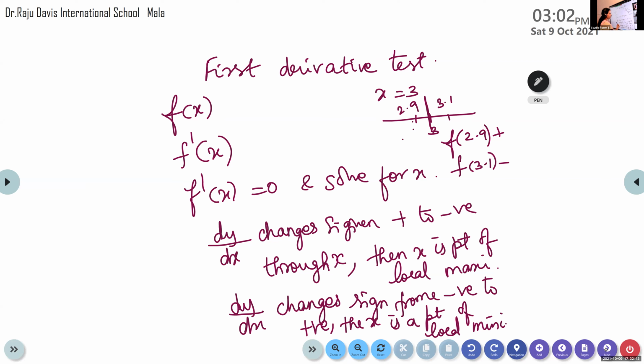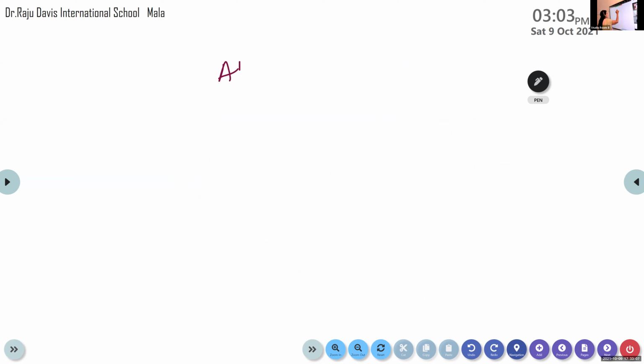Apart from this, one more test we have learned. What is that? It is absolute maxima and minima, whenever we are given a closed interval. Absolute maxima means what will you do? The method is the same. For absolute maxima, a closed interval will be given. In that case, what will you do?